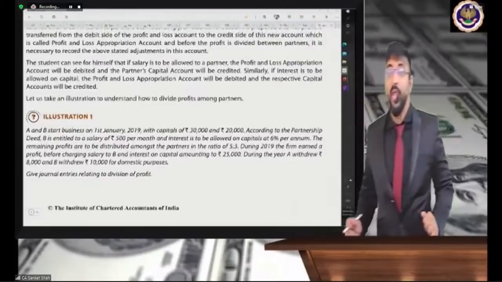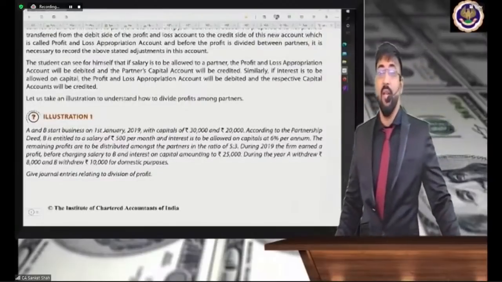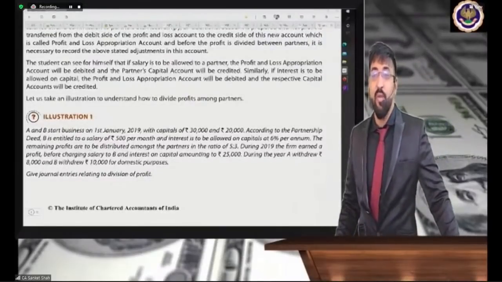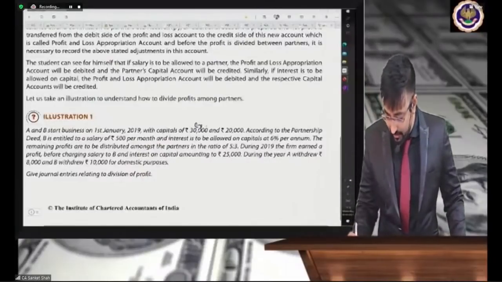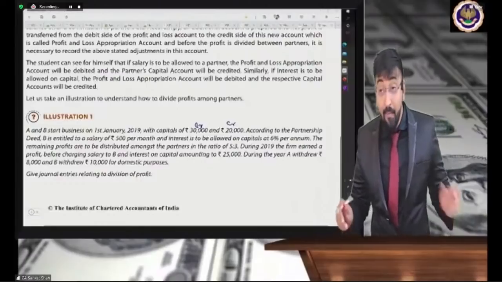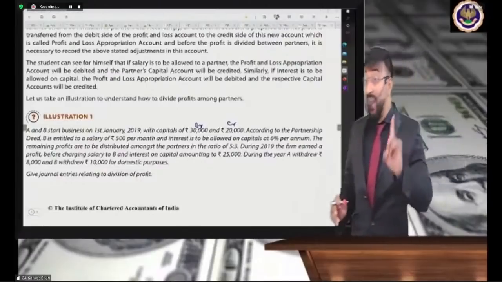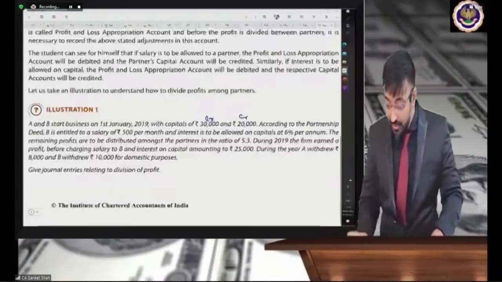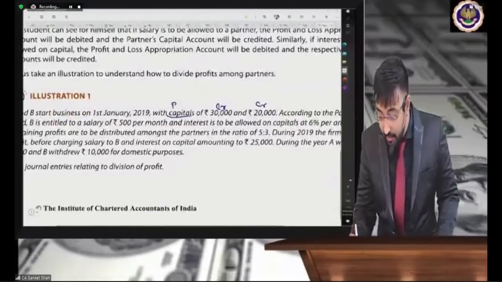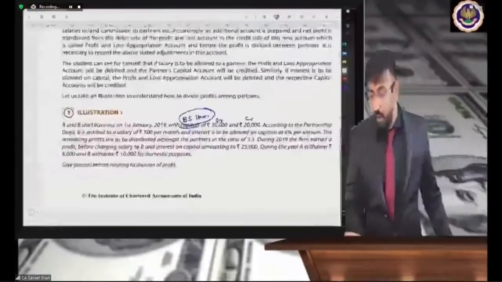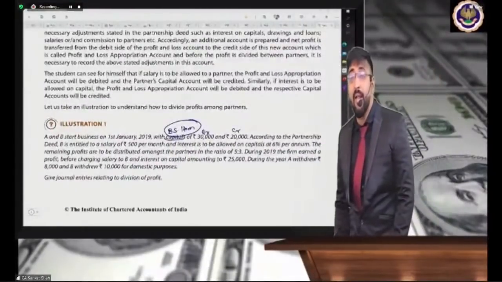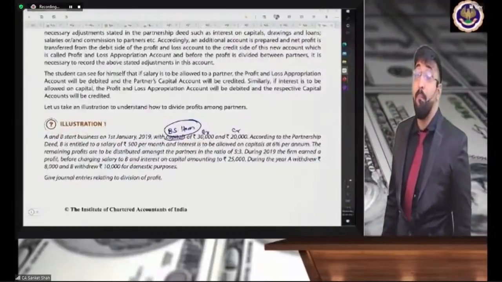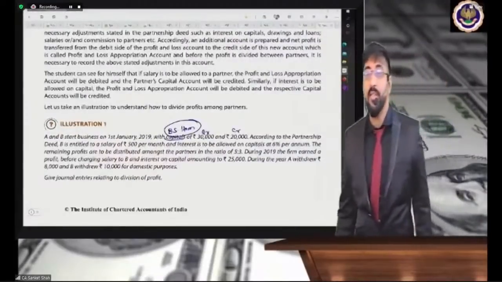So now A and B are starting business on 1st January with a capital of rupees 30,000 and 20,000. So capital account has a credit balance. Remember, capital is separate. Capital is a balance sheet item, so write it down on the question itself. Sir, where to bring this capital account? It will be carried to your balance sheet.